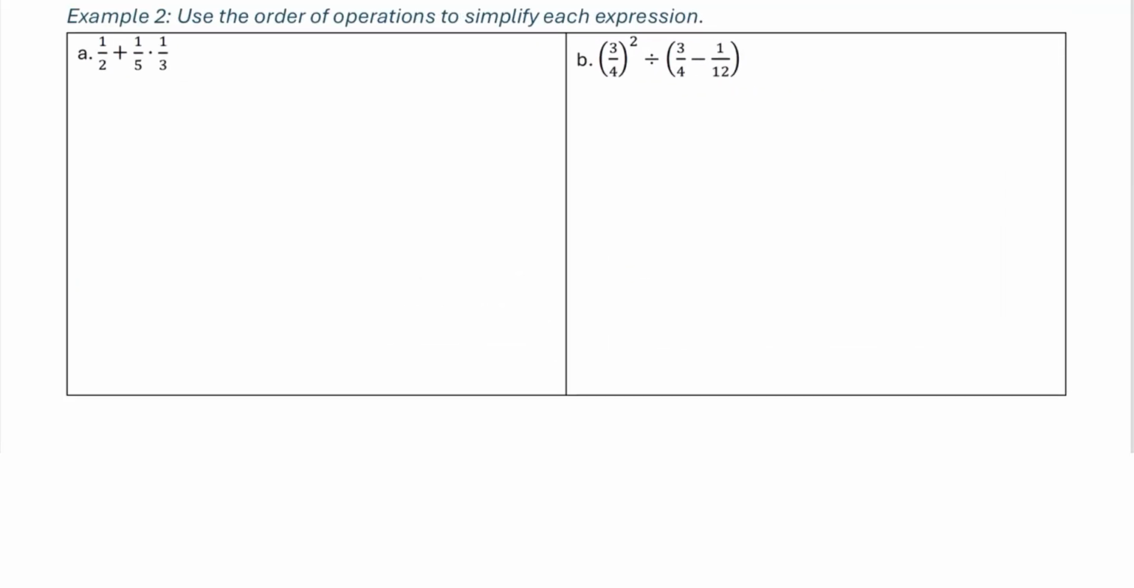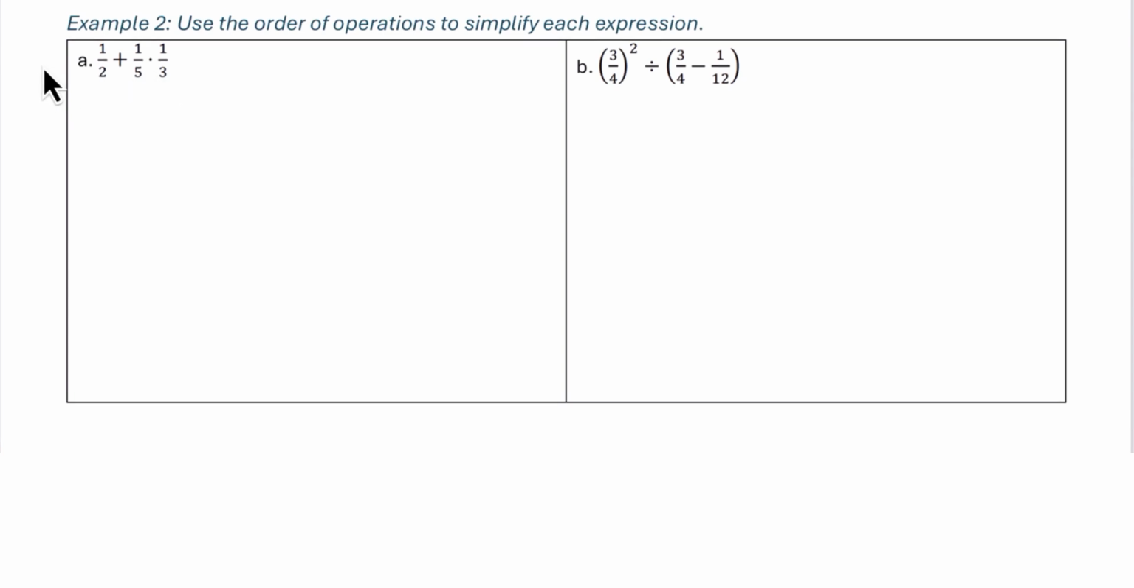Let's look at example A. We don't have any parentheses or exponents to deal with, so we move on to multiplication, and we do have multiplication. Remember, to multiply fractions, we simply multiply the numerator and denominators together. So the numerator, 1 times 1, is 1, and the denominator, 5 times 3, gives us 15.